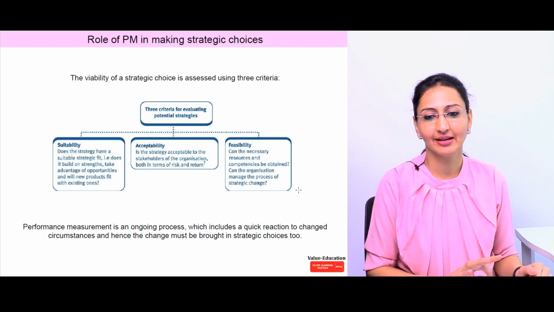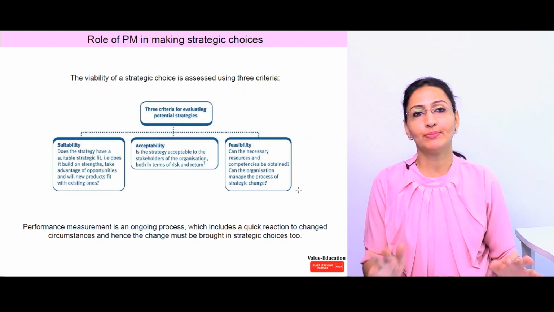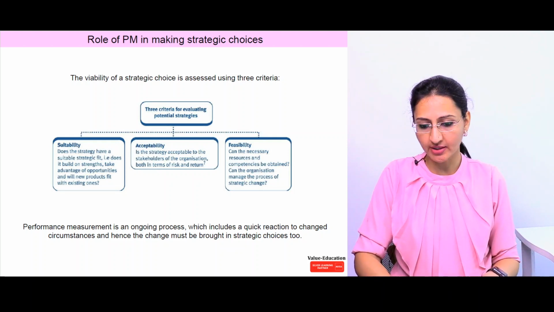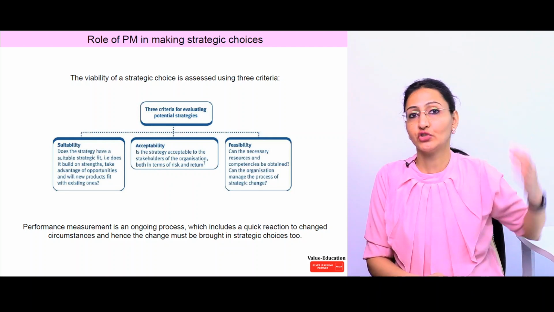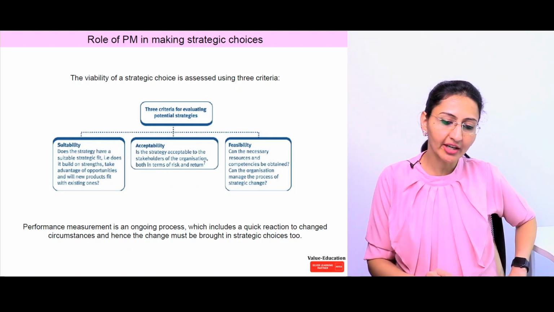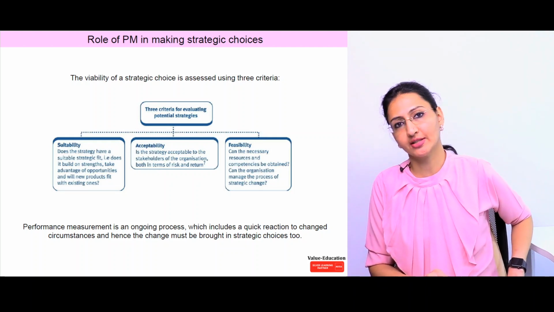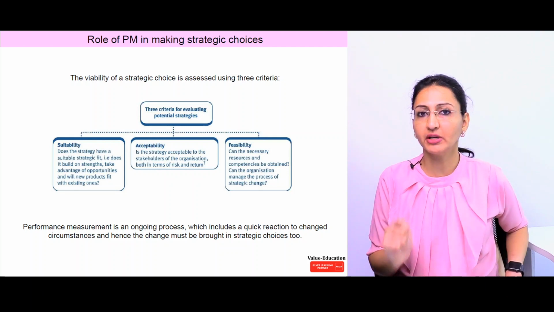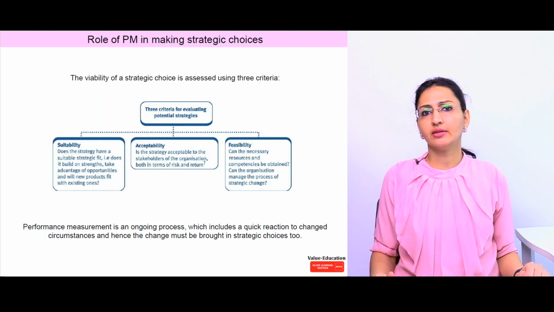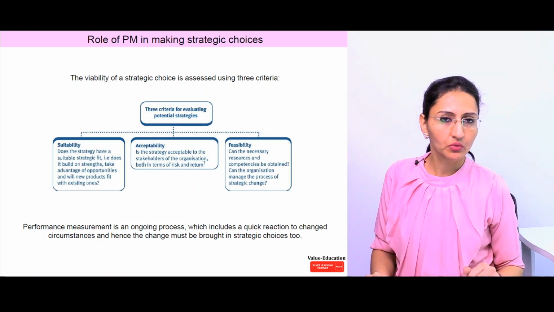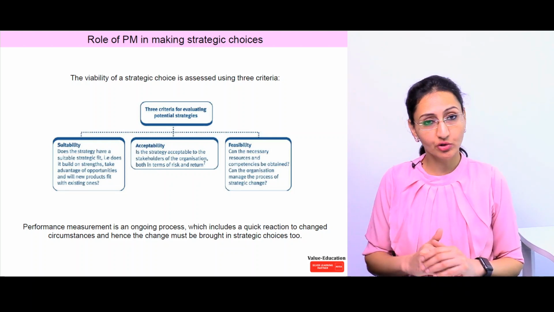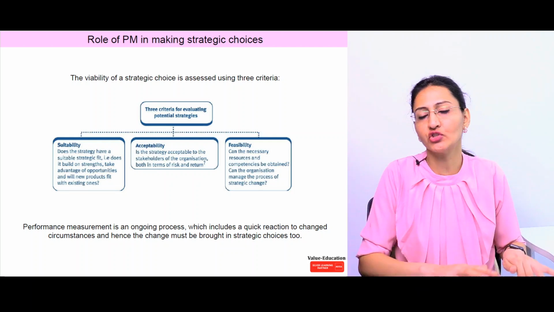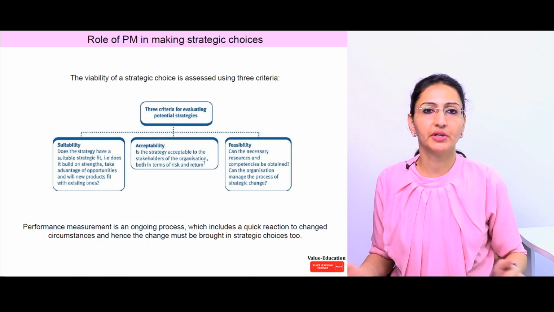So this is the three criteria set for evaluating any proposal, any project, any strategy. Performance measurement is an ongoing process which includes a quick reaction to the changed circumstances, and hence the change must be brought in the strategic choices too. Here there is another role taken care of by the performance management function. Whenever there is a change in the environment in which an organization works, these strategic choices also must be changed, because with changed situations, if choices are not changed, a wrong decision will be taken by the company.